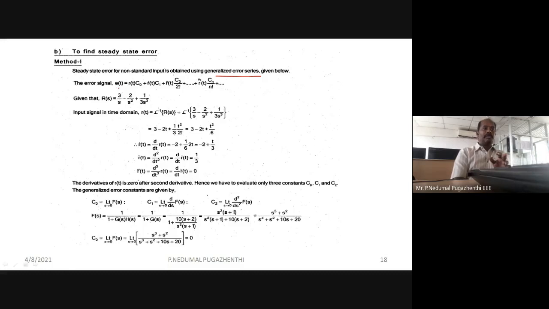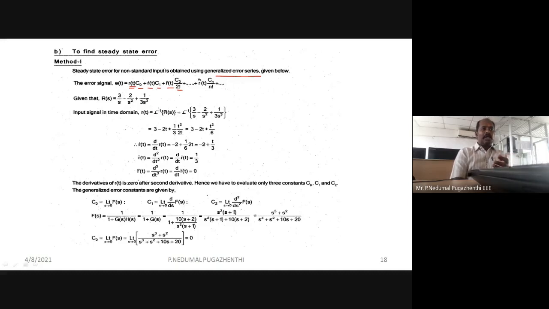So the formula for that is e(t) = r(t) C0 + r dot C1 + r double dot C2 by 2 factorial, and it goes on. And given R(s) = 3/s - 2/s² + 1/(3s³), I want r(t), C0, r dot(t), C1, r double dot, C2 by 2 factorial, etc. So first I want r(t).